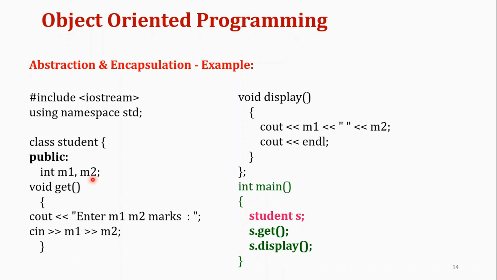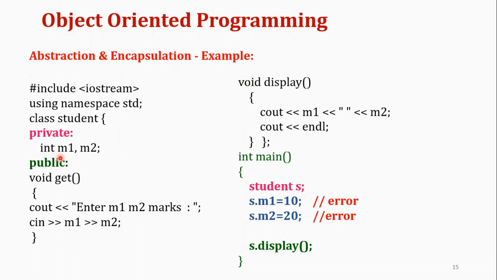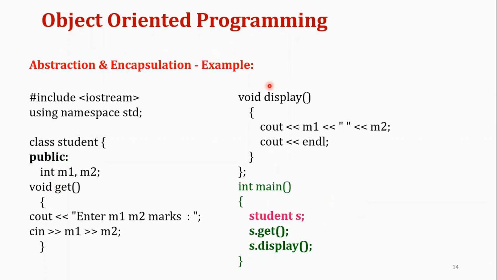Here the member data and member functions are public. Check out this program, the same program slightly modified. What I did here is make the member data private and the functions public, which means the private data members will not be allowed to be accessed outside the class. Here the class ends. The class name is student, with private M1 and M2, and public get and display methods.